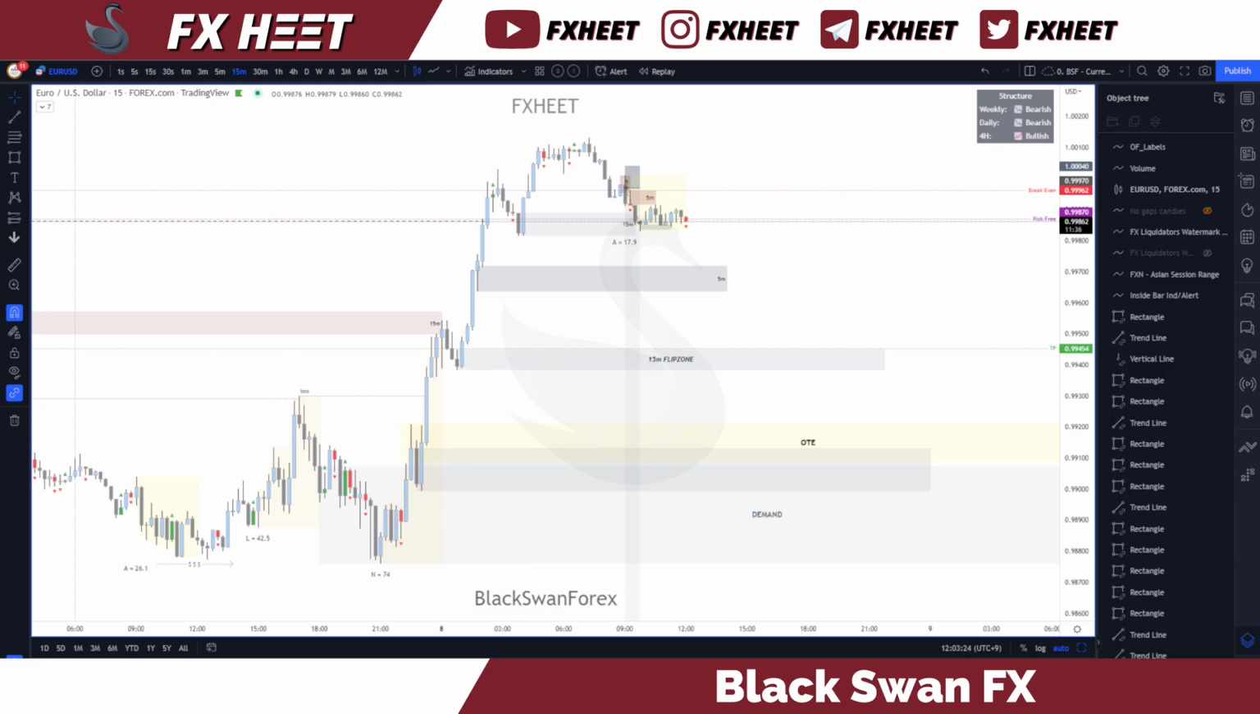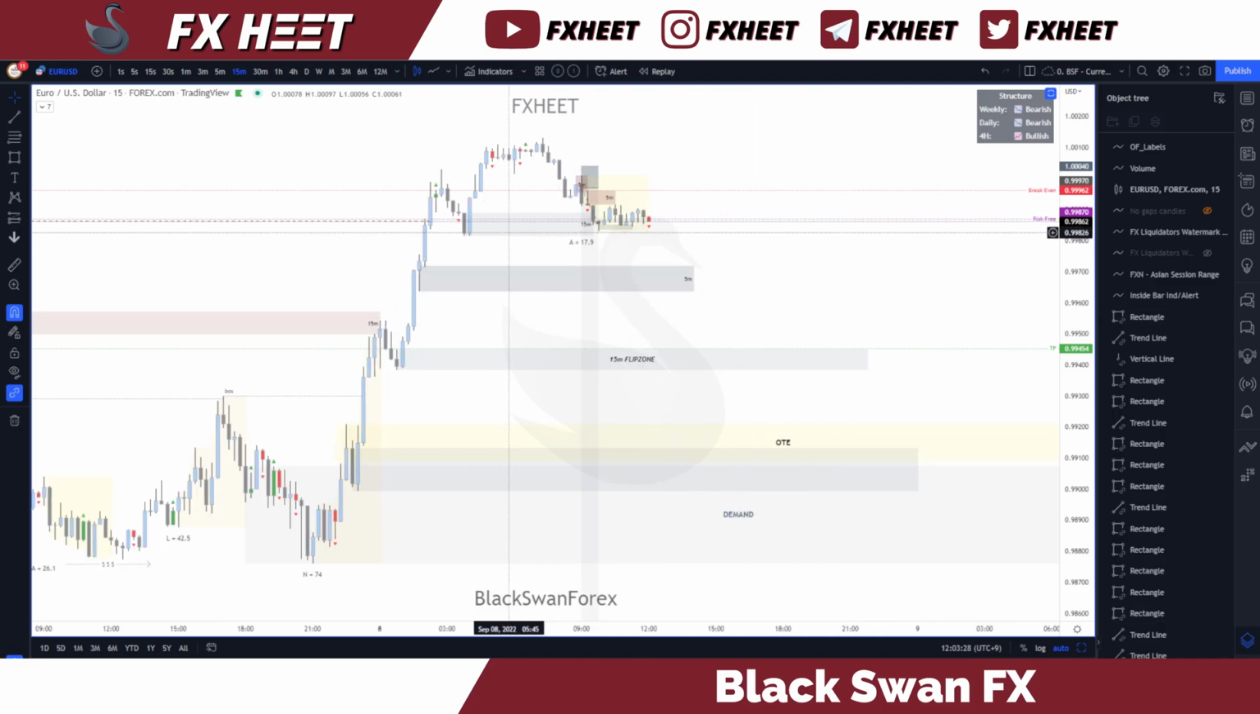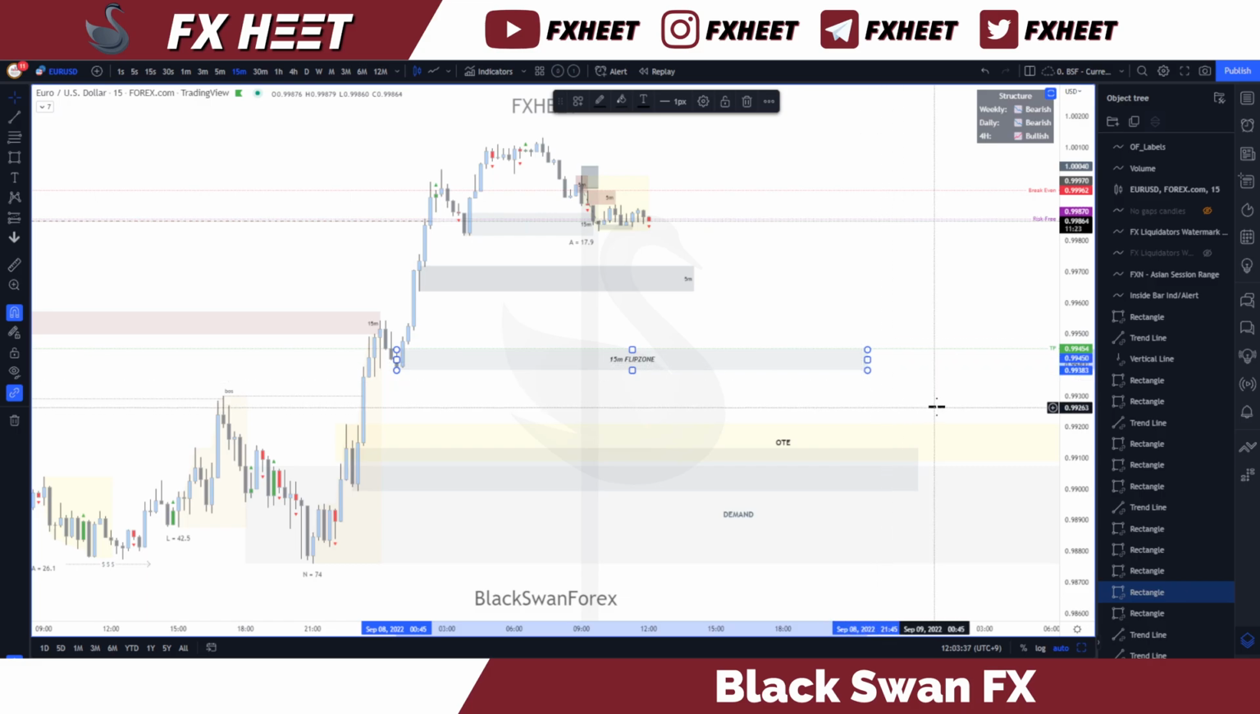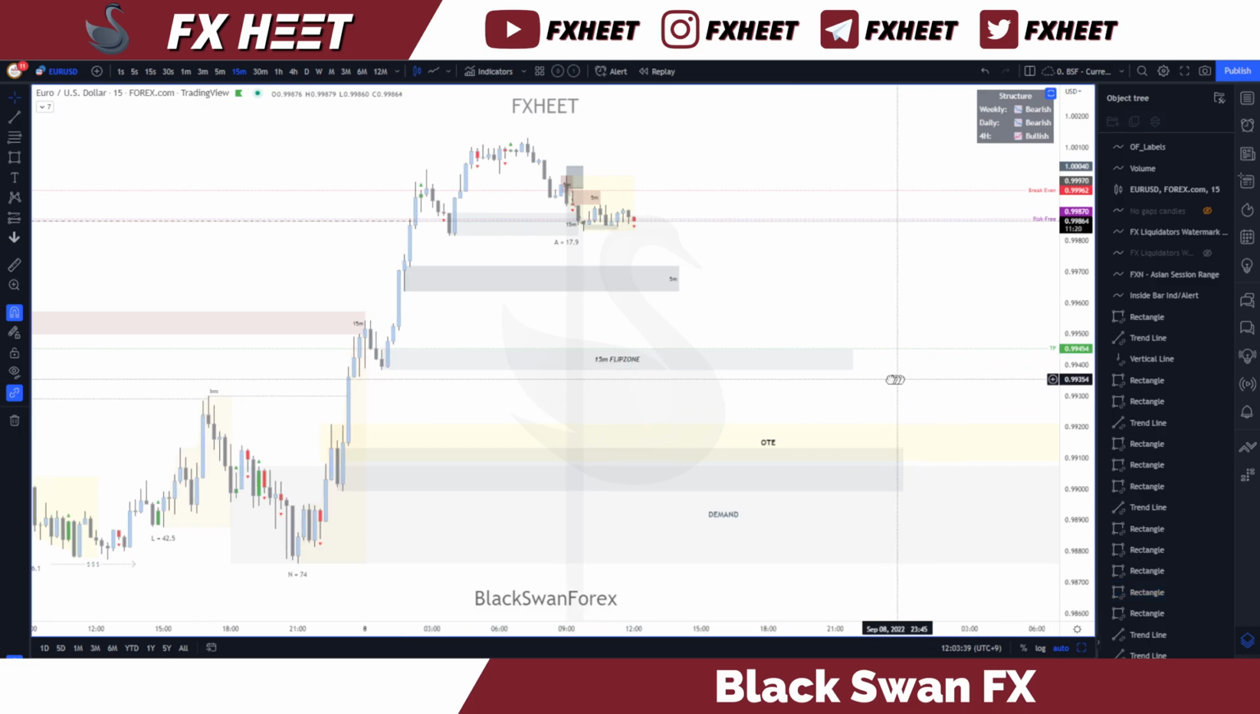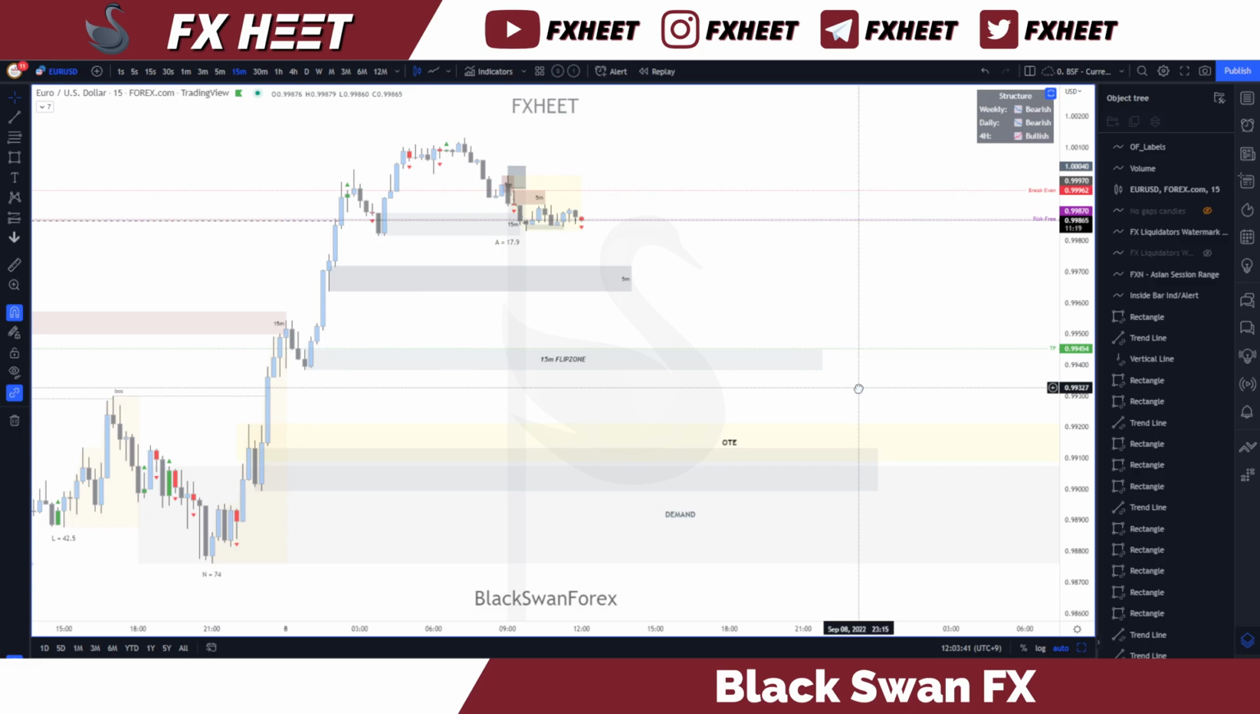Just to sum up, I would like to see a pullback, a bigger pullback than just this demand. And my preference is this 15-minute flip zone right here. We could see a reversal and could see continuation to the upside after reversing. But as I said before, there are other areas where price could also reverse from. This is just my preference.